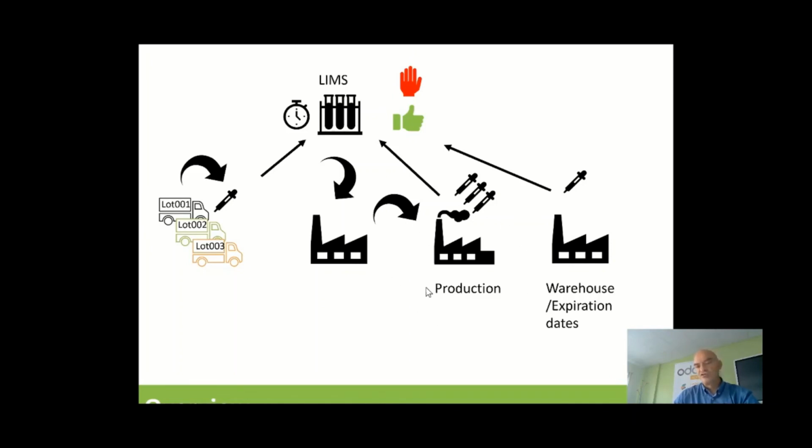So we saw also the integration with the production module, with the manufacturing order, and the possibility to check the quality of the bill of material product and of the finished product. And we had a very quick overview of the fact that it is also possible to control the quality of the goods that you have in stock with the expiration dates.